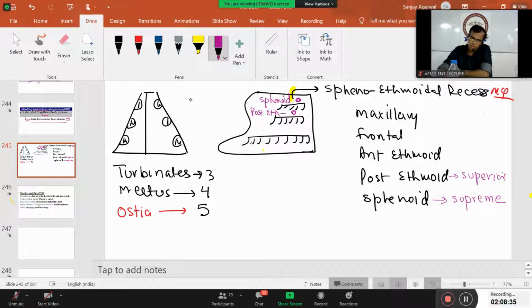So how many ostia are there? Three. These three, isn't it? They are all present in the middle meatus. Meaning the middle meatus will have three ostia. So three dots, because there are three ostia in the middle. Three dots.